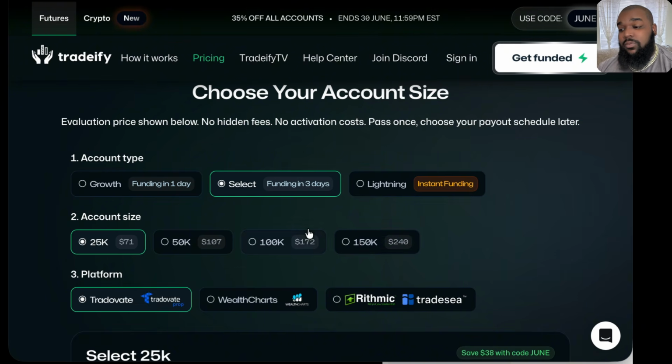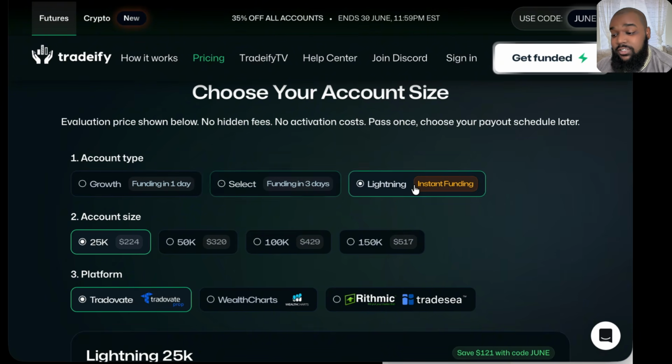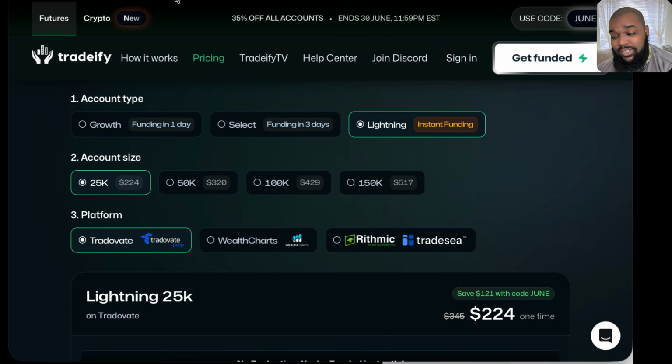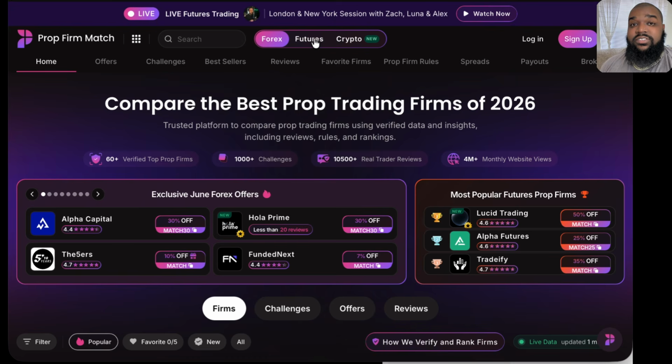You can be able to get funded with all of these different things to be able to get in the market and trade with their money and not your own. So they have different rules where you can get funded in 1 day, you can get funded in 3 days, or you can have instant funding. So if you choose the instant funding option, you will automatically pay $220 to have an automatic $25,000 in funding and trade that money. The only thing about the instant funding for all of these prop firms is the rules are very, very hard and they're not beginner friendly. So I just want to make sure that I'm very, very clear on that part so that people don't get confused. So that's the futures side.